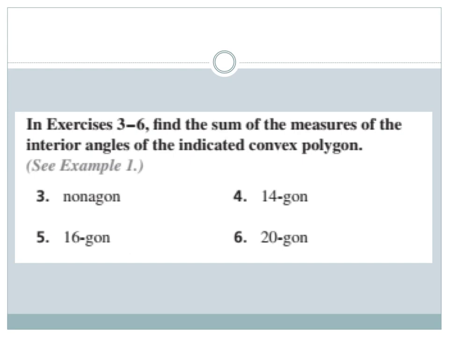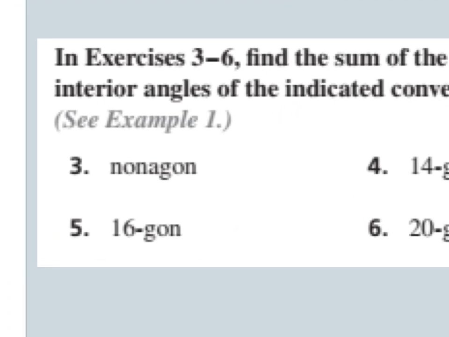So here are some examples. Find the sum of the measures of the interior angles of the indicated convex polygon. Looking at number 3, nonagon. By definition, for those of you who don't know, a nonagon has 9 sides. Okay? So all I'm going to do is plug that into the equation: 9 minus 2, times 180.